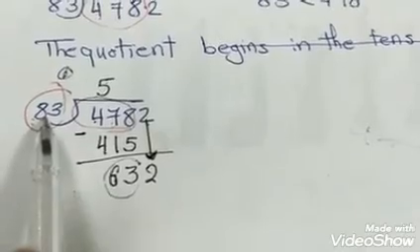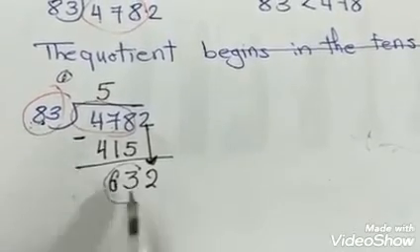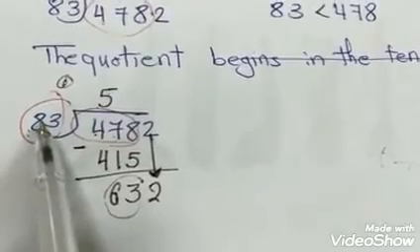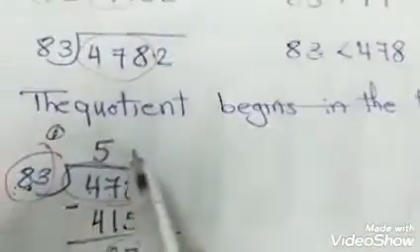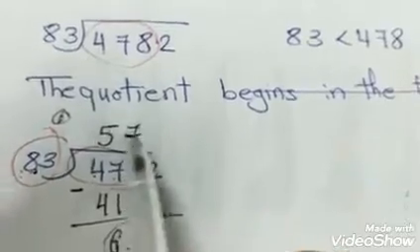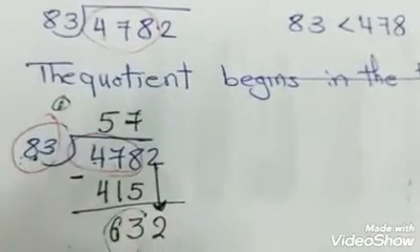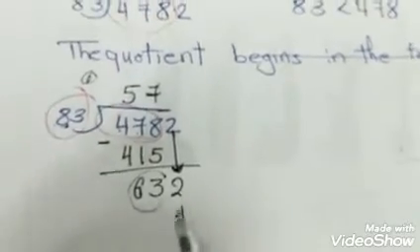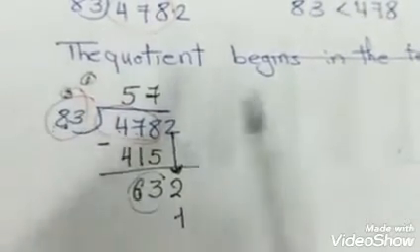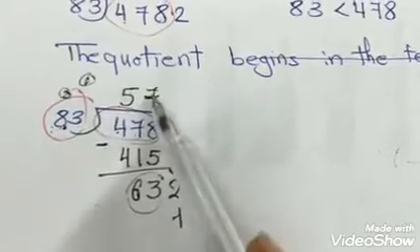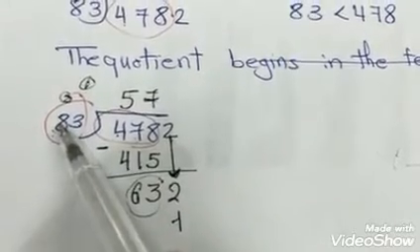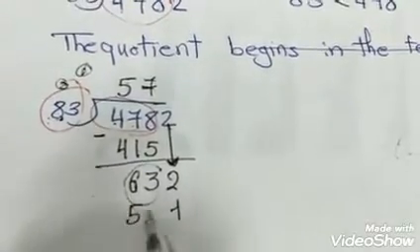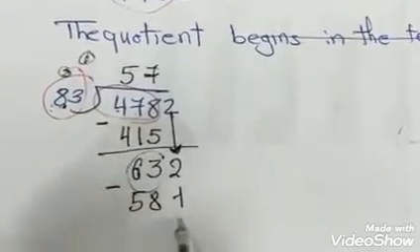63 divided by 8, so I will have a 7. Okay, 7 times 83. 7 times 3 equals 21. Put the 1 and carry 2 up. 7 times 8 equals 56. 56 plus 2 will be 58. Then I will subtract.